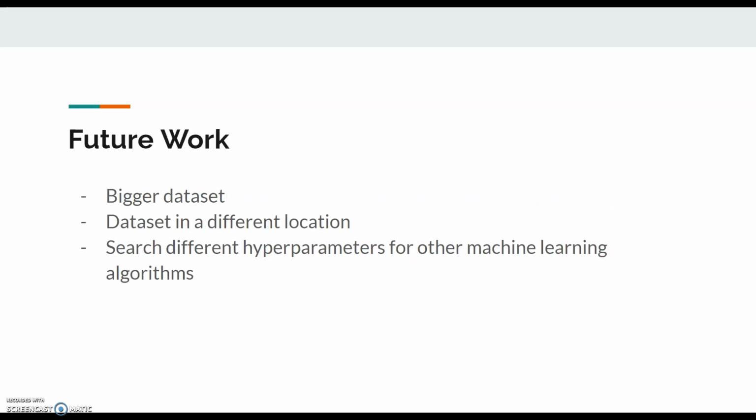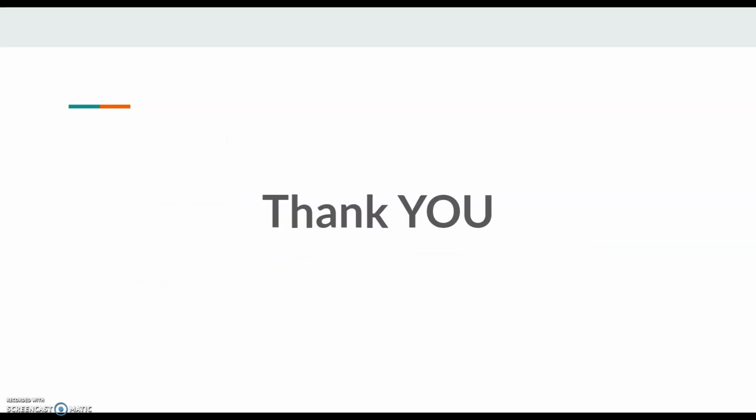Now, for future work, we do need a bigger data set. The data set is pretty small. Also, the data set was in Venezuela. We would like a different location, maybe the United States. And also, we would like to search a few different hyperparameters for other machine learning algorithms. Thank you very much for listening.